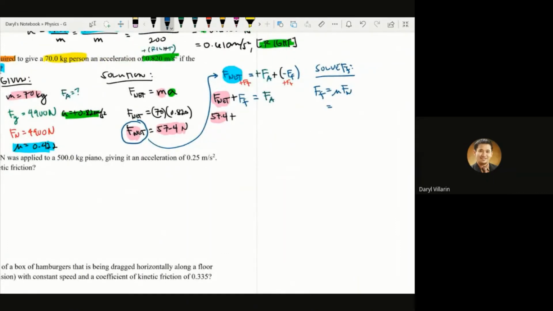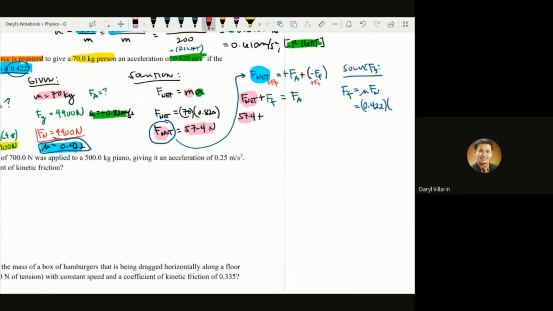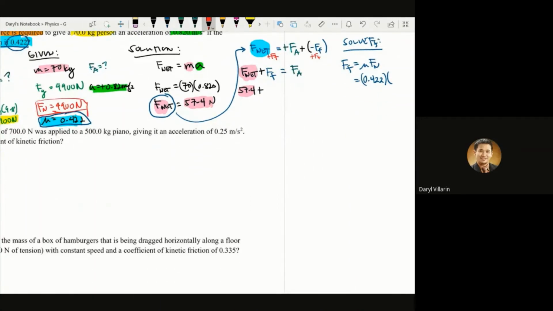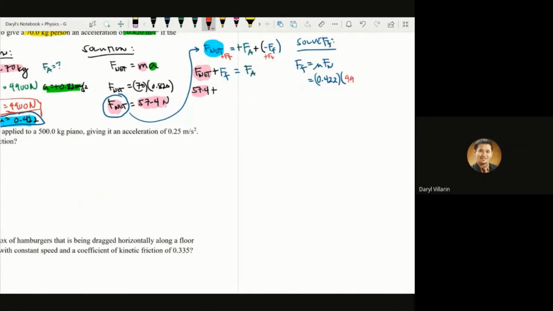So going back, mu is given, which is good. You have mu here, that's 0.422 multiplied by, well, you're given the normal force. Well, the normal force has the magnitude of 4,900. So therefore, that's given. So that's 4,900 newtons. Okay. So I can get the magnitude of Ff by multiplying your mu and the normal force.